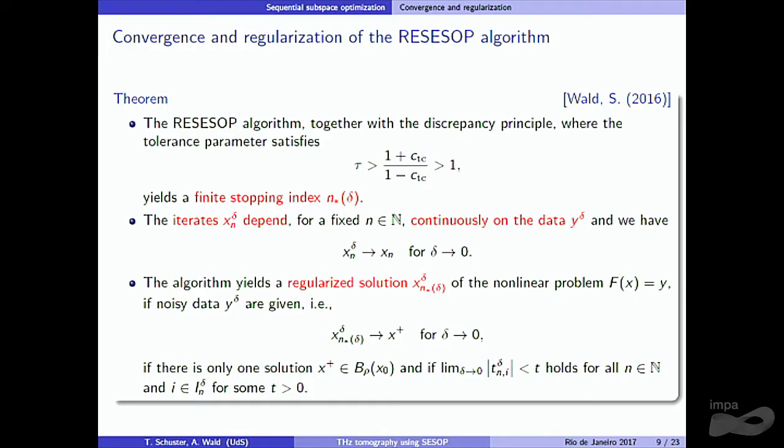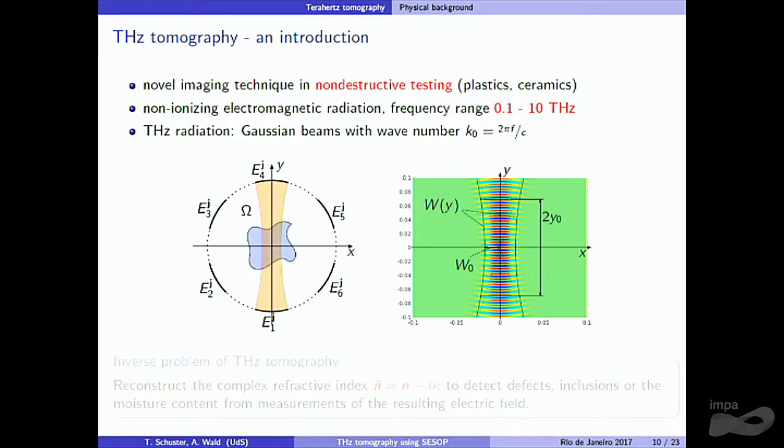And why did we do that? Well, the problem we consider together with the German Plastic Center is a nonlinear inverse problem. It's a nonlinear parameter identification problem for the Helmholtz equation. So what is terahertz tomography? That's the second part of my talk.